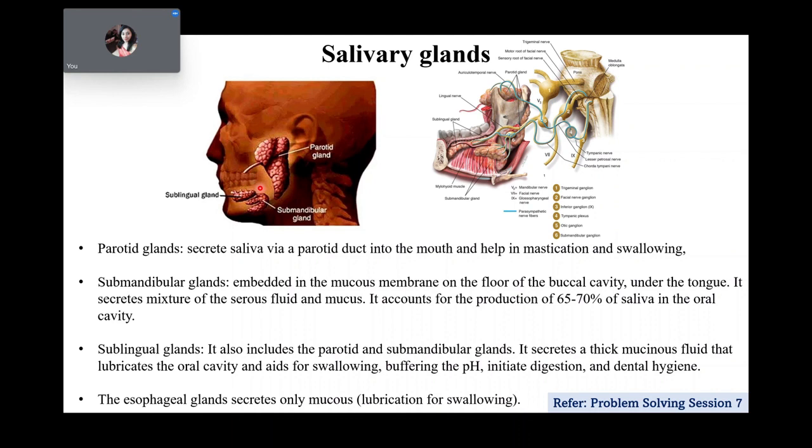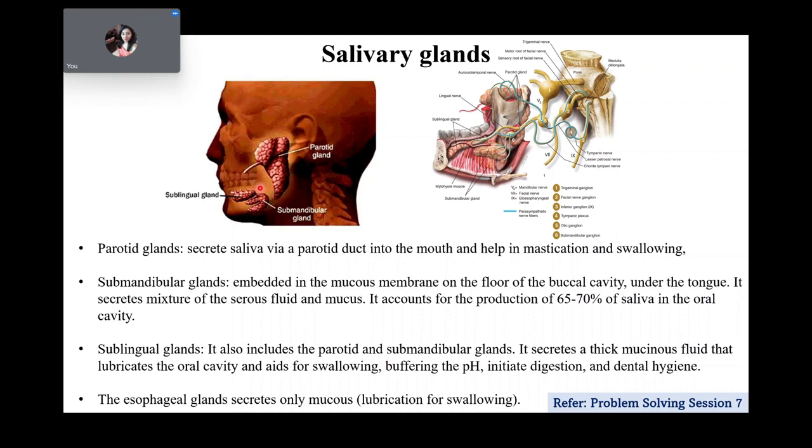So these parotid glands generally secrete the saliva, and the saliva, as you know, generally helps in the mastication. Mastication is the lubrication of the food material and then swallowing of the food material and movement of the food material. The submandibular glands are embedded in the mucous membrane of the buccal cavity, and they also secrete various sera, fluid, and mucus. So again, these are all contributing to make the buccal cavity amenable to digestion of food. And sublingual gland also secretes the mucinous fluid that helps in lubrication, and these aid for swallowing and initial digestion.